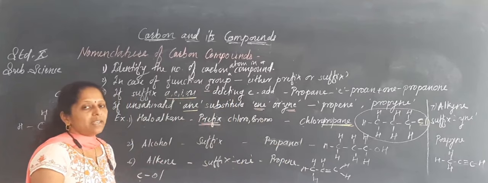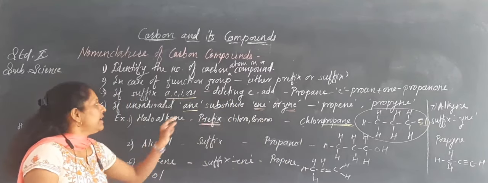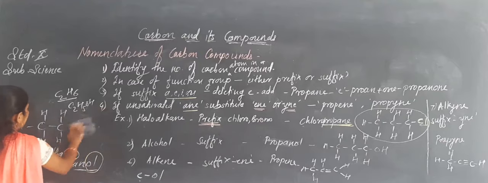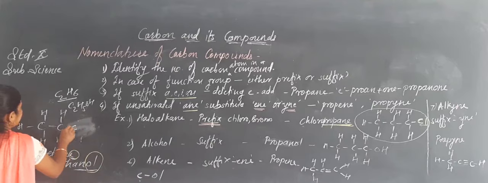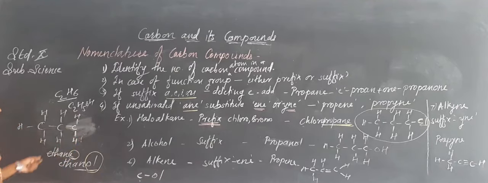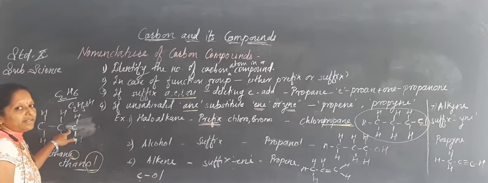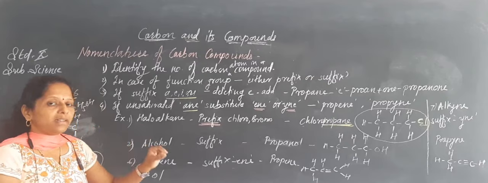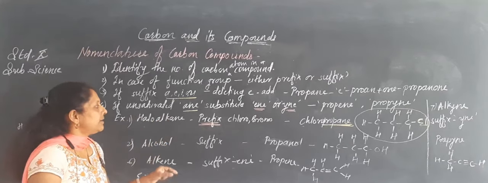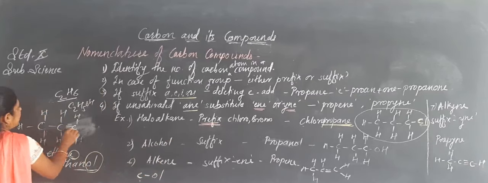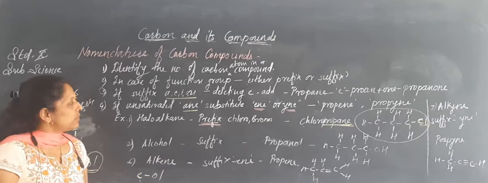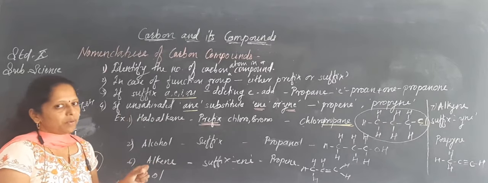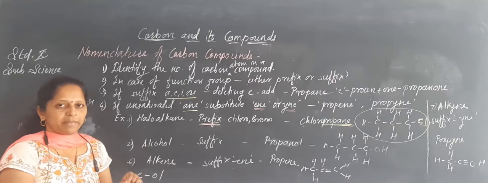If three carbon atoms are there, but in between the carbon atoms there is a double bond, then ANE is replaced by ENE. Means, if there are three carbon atoms and in these three carbon atoms a double bond is present, then it is nothing but ENE. Here you should write propene. So ANE is replaced by ENE. And if triple bonds are present in between, then propyne. So like this, ANE in the carbon compound will be replaced if unsaturated, double and triple bonds are there. If a triple bond is present, then ANE is replaced by YNE.